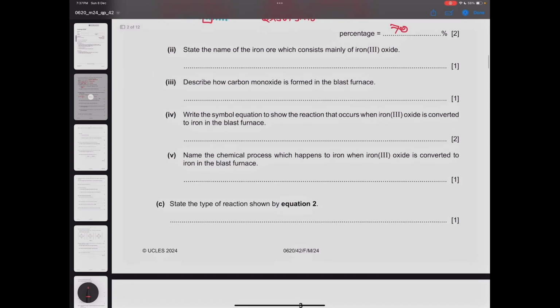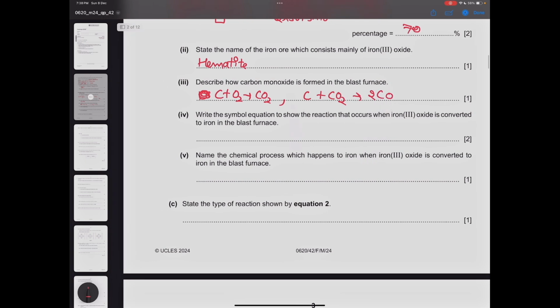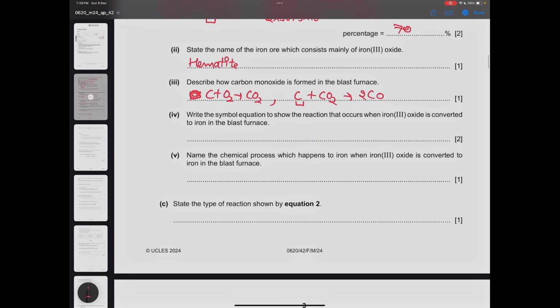Now, state the name of the iron ore which consists mainly of iron oxide. So, the ore is hematite, hematite. Describe how carbon monoxide is formed in the blast furnace. So, we know that the first equation is carbon plus oxygen gives CO2. Then the second equation is carbon again reacts with CO2 to form carbon monoxide. Right? So, what is this? Carbon is reducing carbon dioxide.